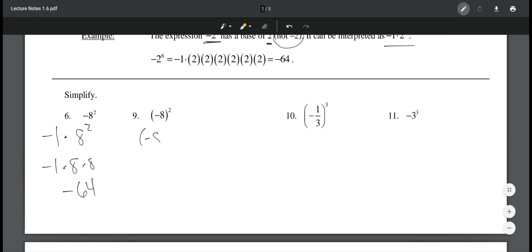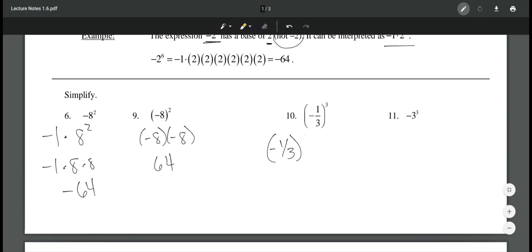So that would be -8 times -8, which is +64. So please pay attention to the grouping symbols when you have them and when you do not. If the negative is not included in a grouping symbol, it is not included with the exponent. So in number 10, since the negative is inside the group, it stays and the exponent applies.